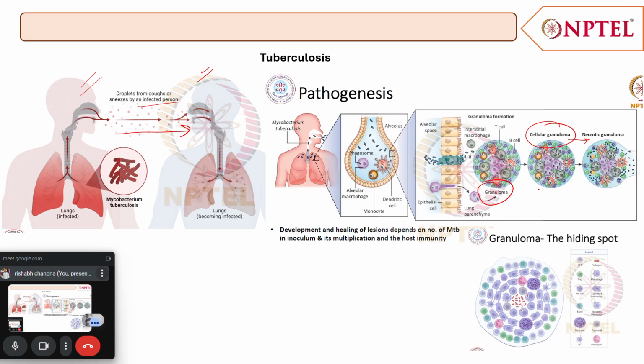Now, these are the different types of cells that can be present in a granuloma. These include macrophages, epithelial cells, interstitial macrophages, apoptotic macrophages, and so on. And this is a giant cell. This contains all the immune cells that carry the infective bacteria.